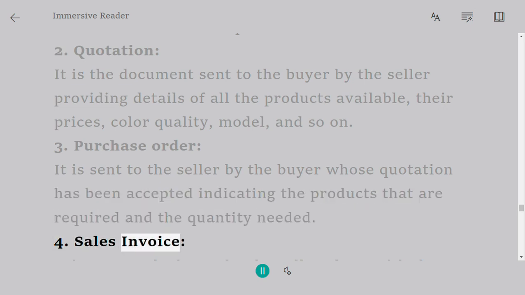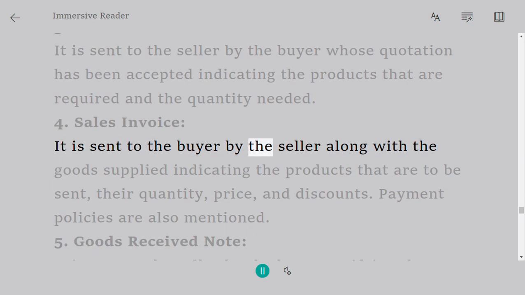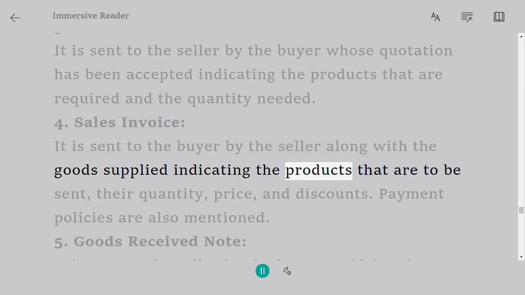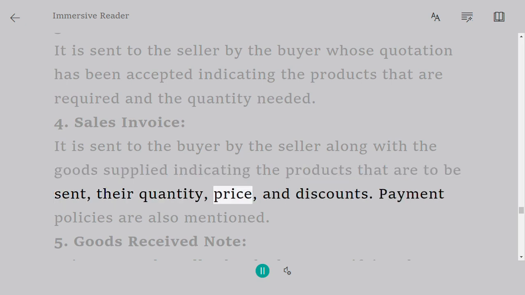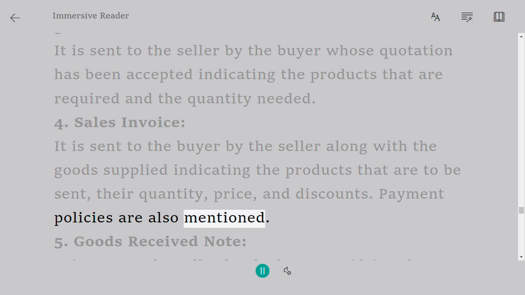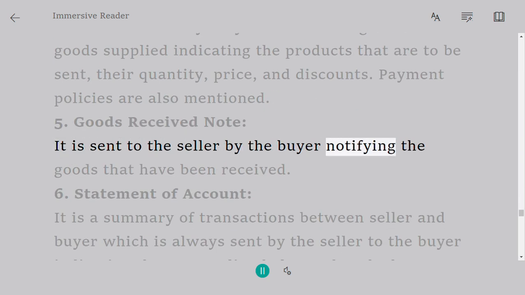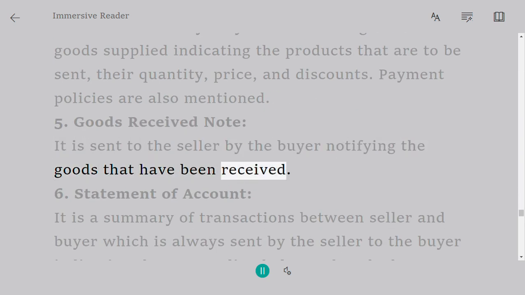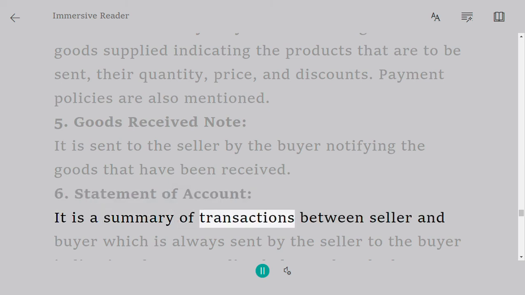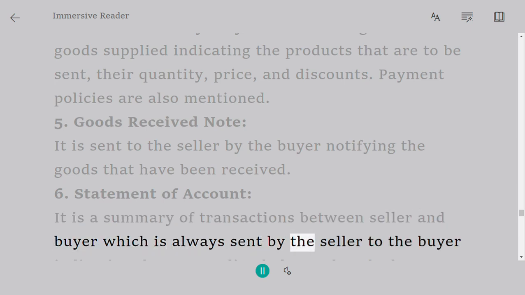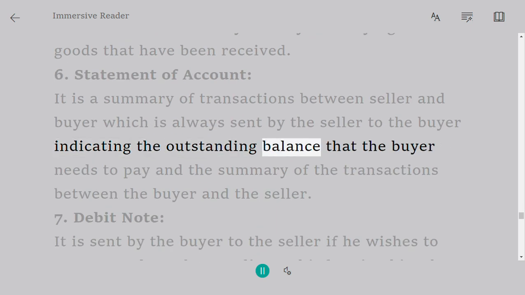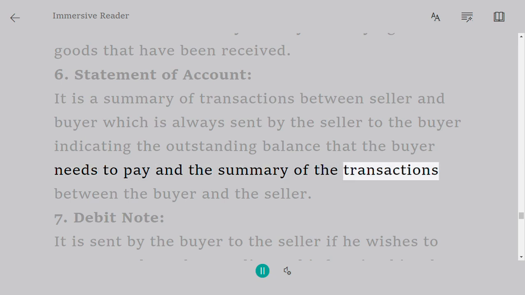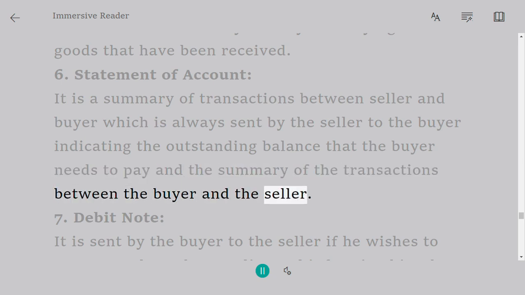4. Sales invoice. It is sent to the buyer by the seller along with the goods supplied, indicating the products that are to be sent, their quantity, price, and discounts. Payment policies are also mentioned. 5. Goods received note. It is sent to the seller by the buyer notifying the goods that have been received. 6. Statement of account. It is a summary of transactions between seller and buyer, which is always sent by the seller to the buyer, indicating the outstanding balance that the buyer needs to pay and the summary of transactions between the buyer and the seller.